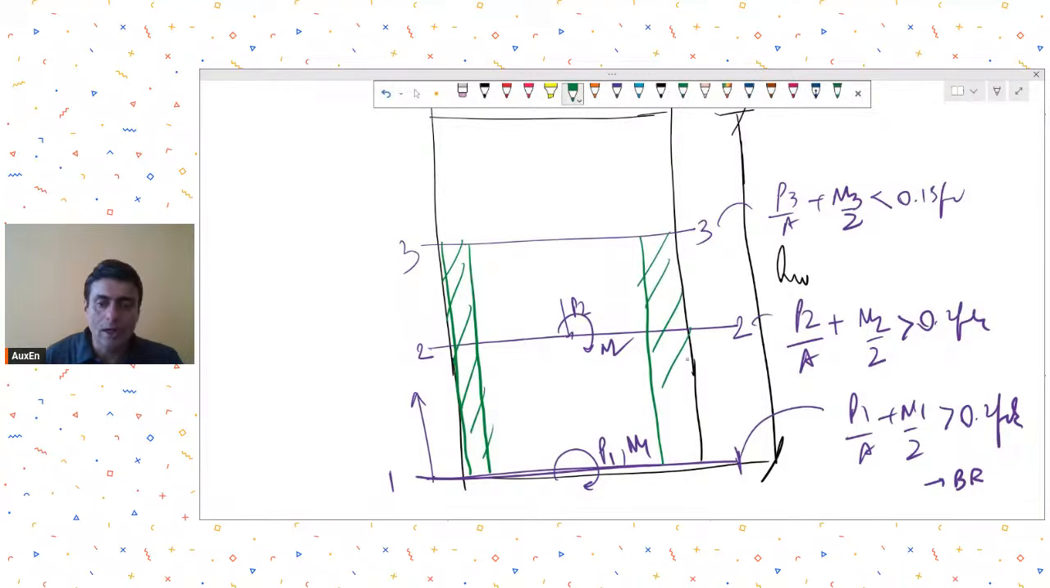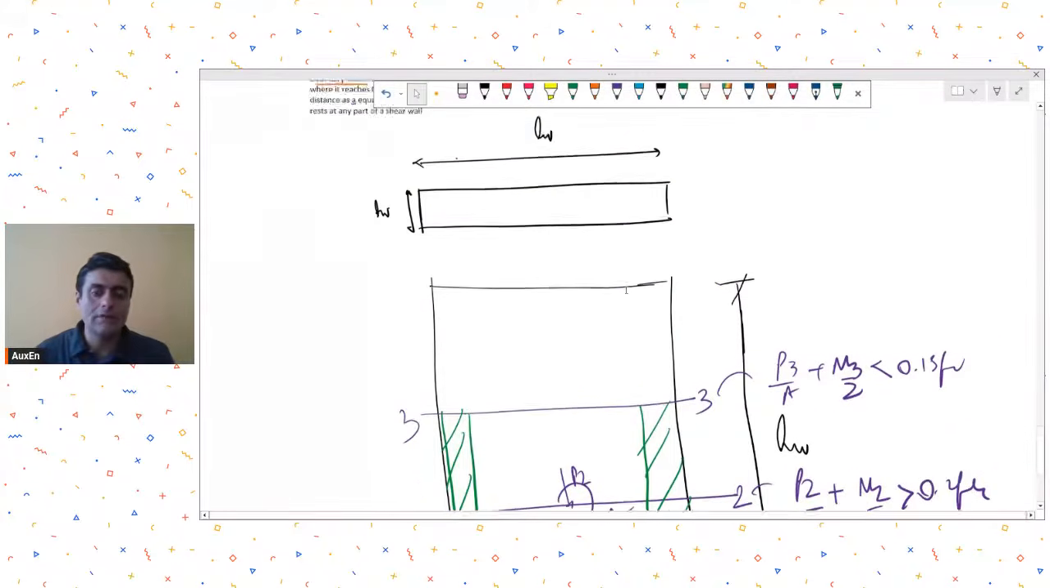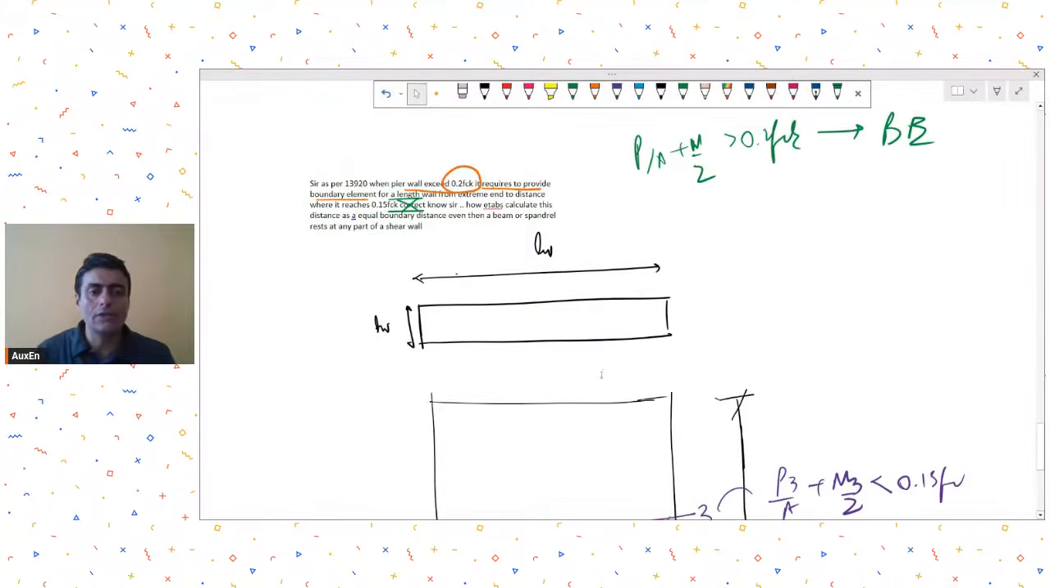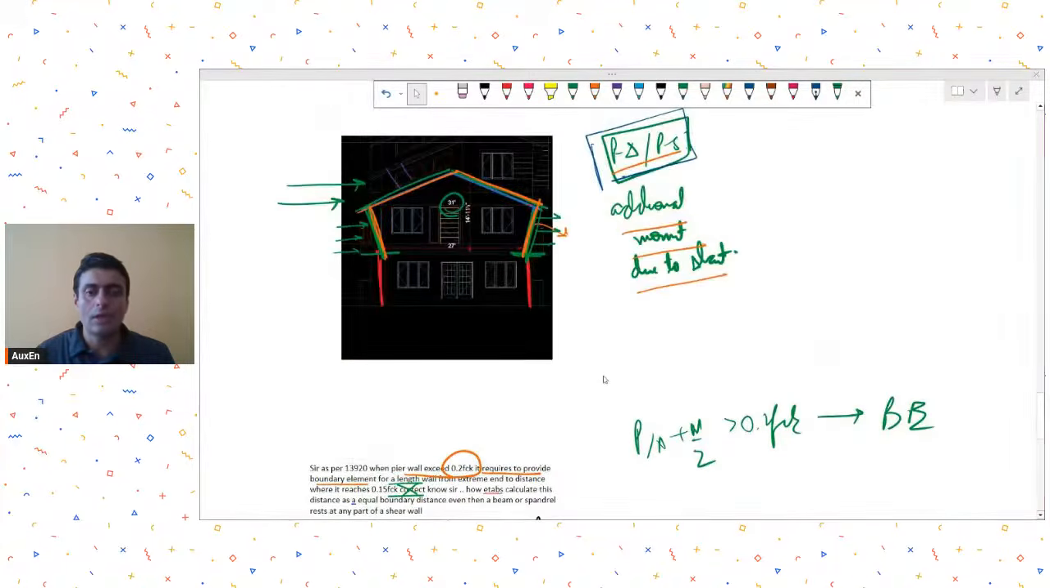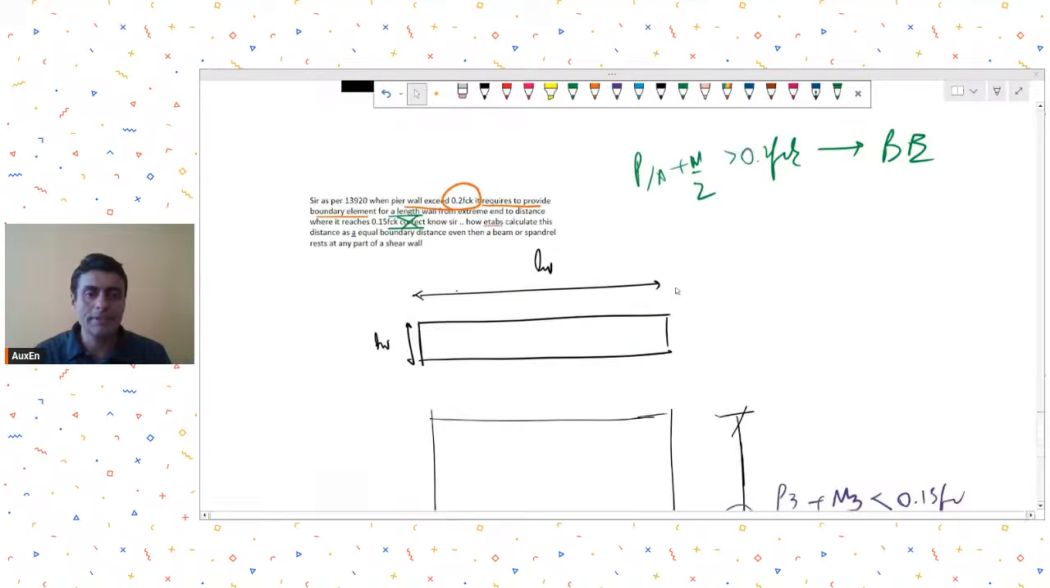So along the height of the wall, till you reach a height where your stress levels go below 0.15 fck, you have to continue your boundary element. Is that clear? So this is how you need to understand the boundary element requirement. Am I clear with this?